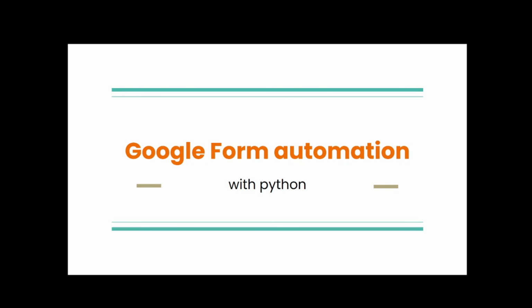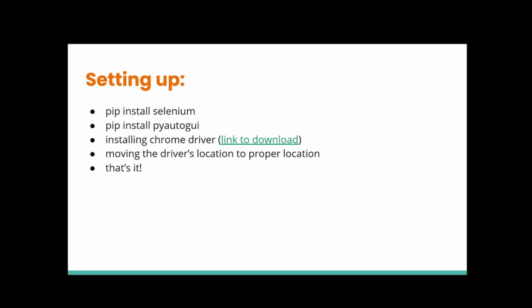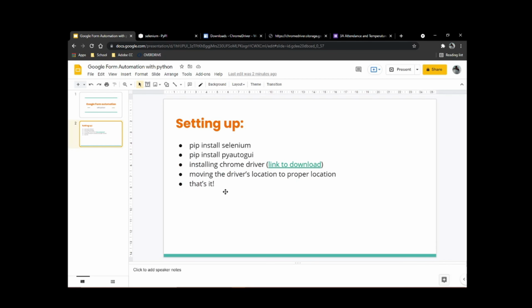So let's dive into the project, and starting off, we need to set up all of these elements. Firstly, we need to install Selenium. Selenium is the main part of the project we're going to use. We also need to use PyAutoGUI. We also need to install the Chrome driver and move the driver to its proper location. So this is a brief overview. Now let's get into installing these two.